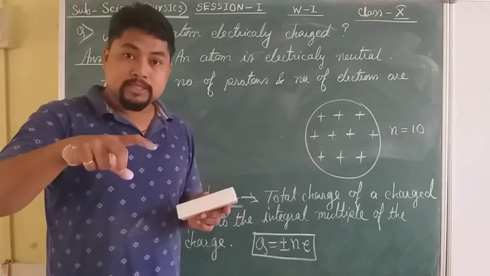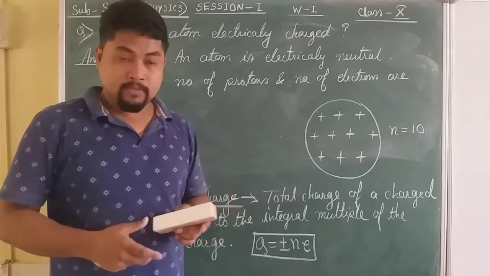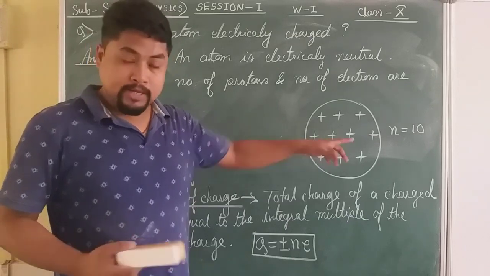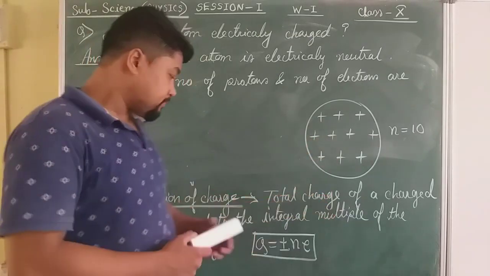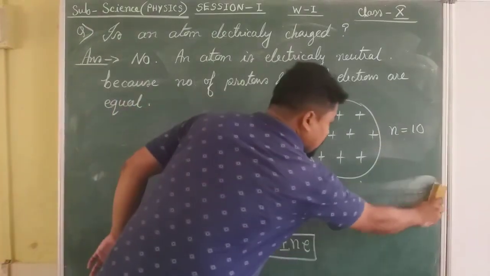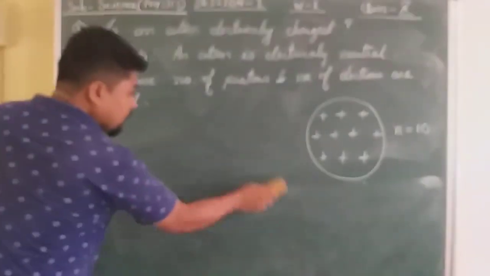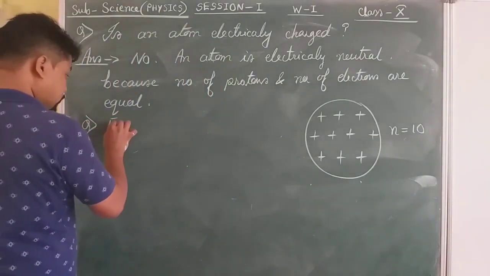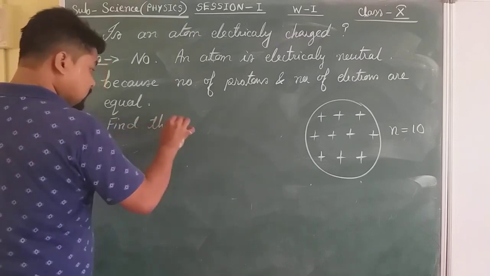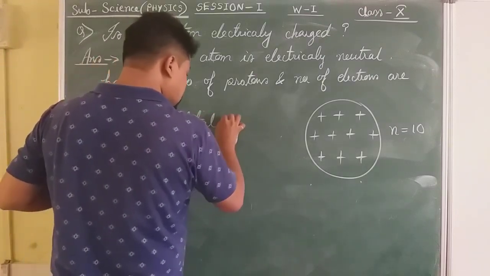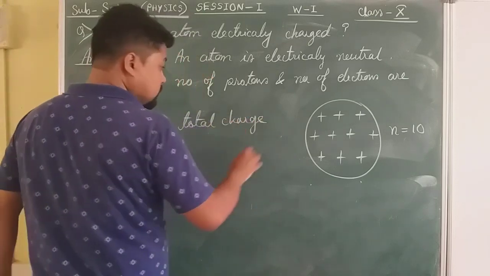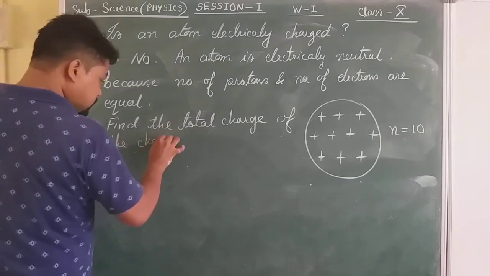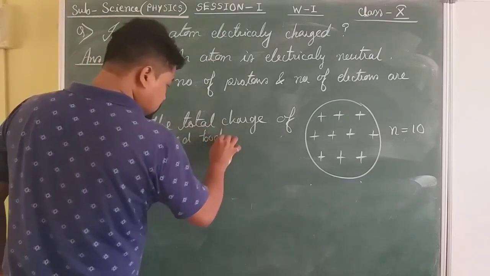Therefore, the total charge of this charged body, Q, is equal to what? Next question. Find the total charge of the charged body.